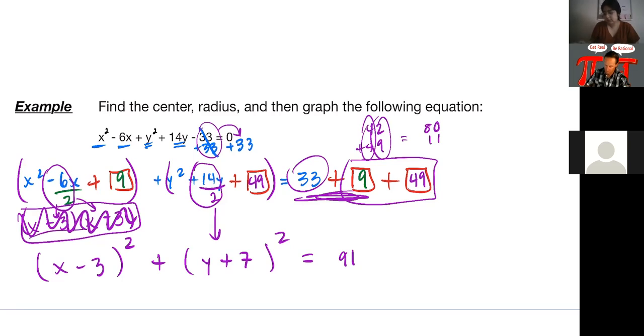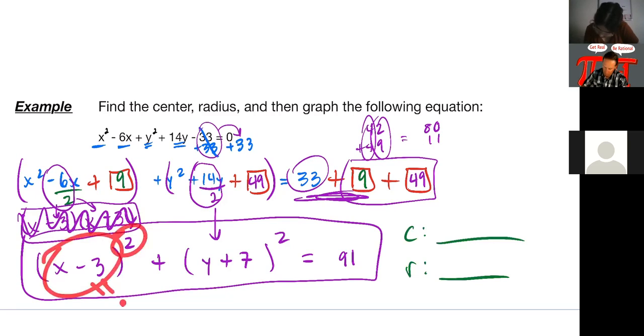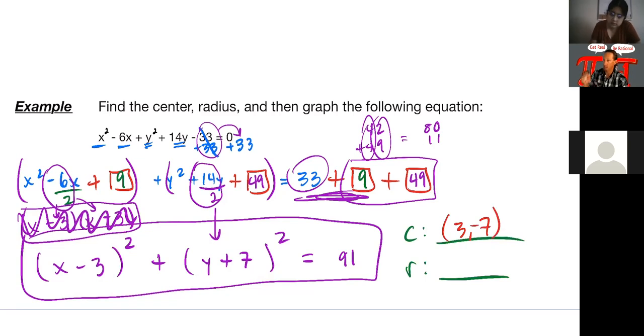Which means we now have it in our standard form, and we would have to graph this. That had a center of what? 3, negative 7. Very good. Don't forget to take the opposite of those things to zero this out and zero this out. So that would be a 3 comma negative 7, that we would shift right 3, down 7, and then we would have to take the what of that 91? The square root. That's right.